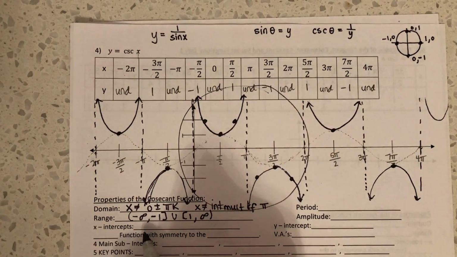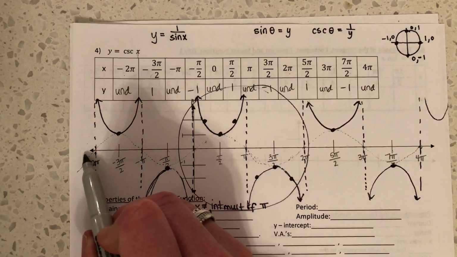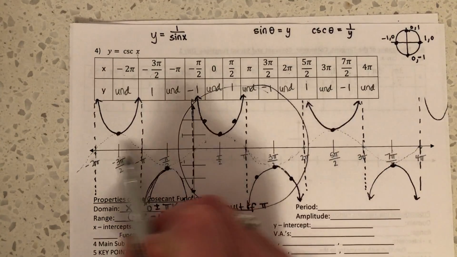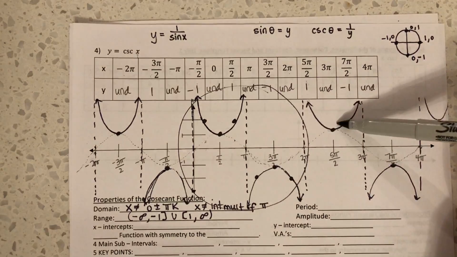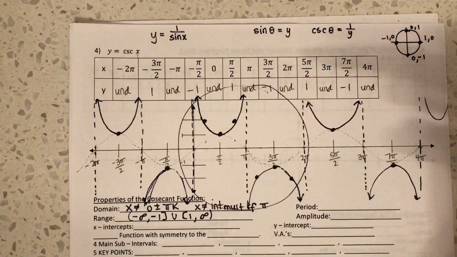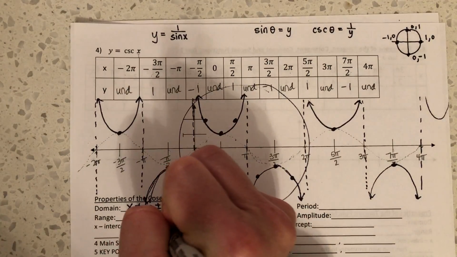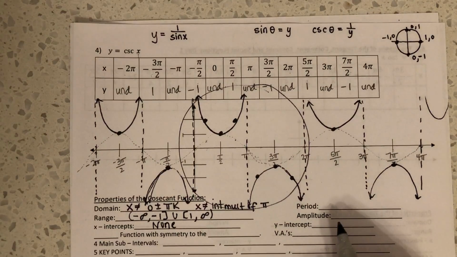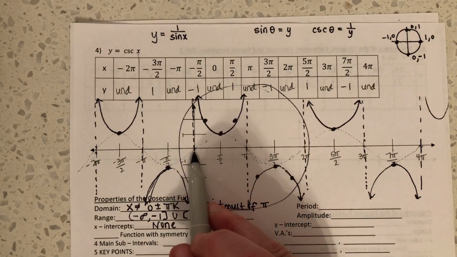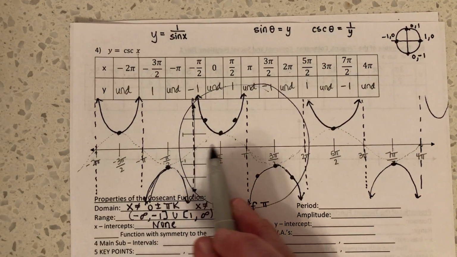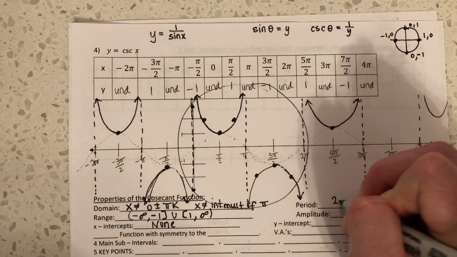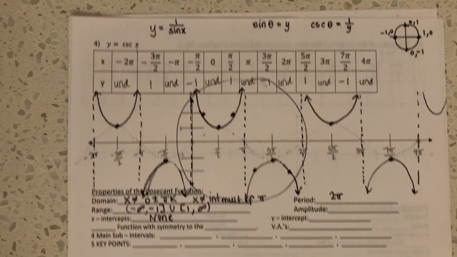All right, the x-intercept. Look at it. Does this graph ever cross over the x-axis? Nope, because remember, its graph is just the parabolas, up parabola, down parabola, up parabola. It never crosses the x-axis, so it does not have any x-intercepts. Okay, the period is, what did it take to create this cycle? Up, down, up, down. It takes from 0 to 2 pi radians. So 2 pi is its period.